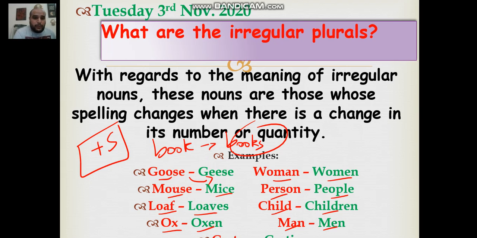Some people are going to say, teacher, goose, geese. Foot, feet.